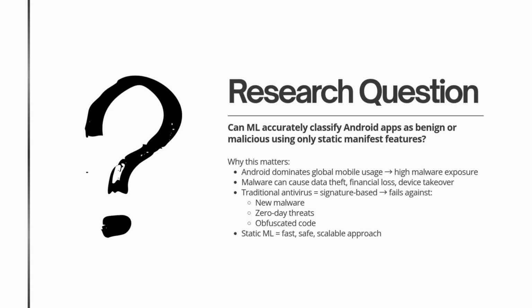The research question. The central research question for this project is: can machine learning accurately classify Android apps as benign or malicious using static manifest derived features? This question matters because Android is the world's most widely used mobile operating system, making it a major target for malware. Malicious apps can steal personal data, track users, send unauthorized messages, or compromise on-device security. Traditional antivirus tools rely heavily on signatures, which cannot detect new, unknown, or highly sophisticated malware. Machine learning provides a more adaptive, scalable, and faster method for malware detection.